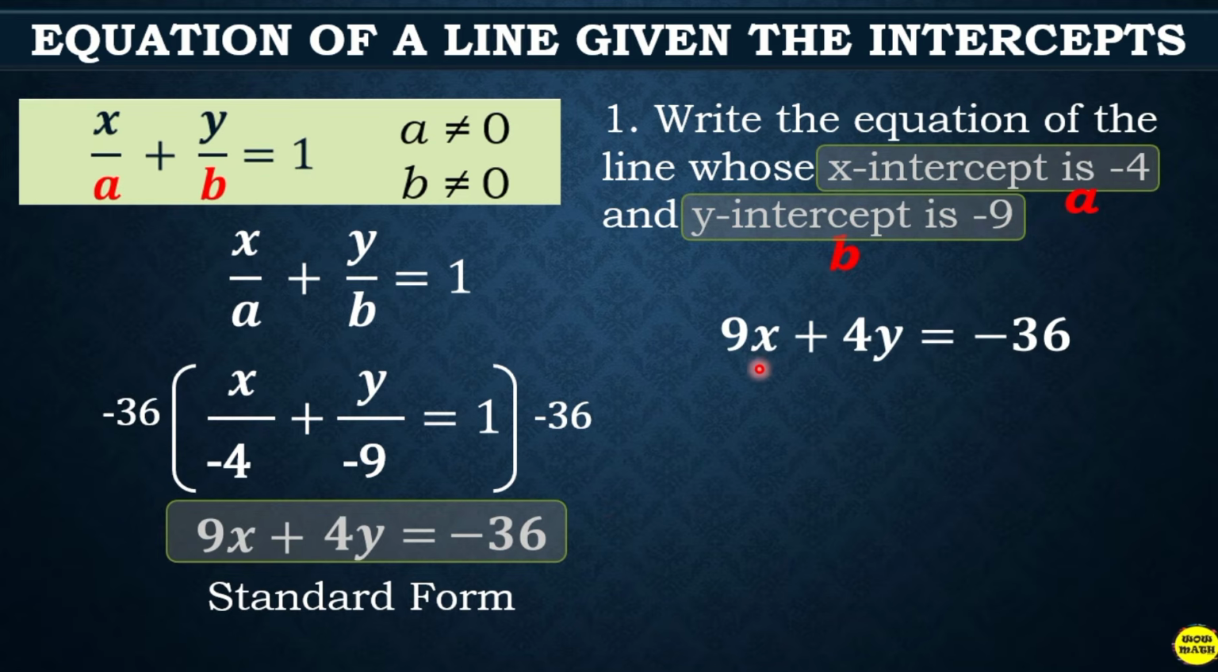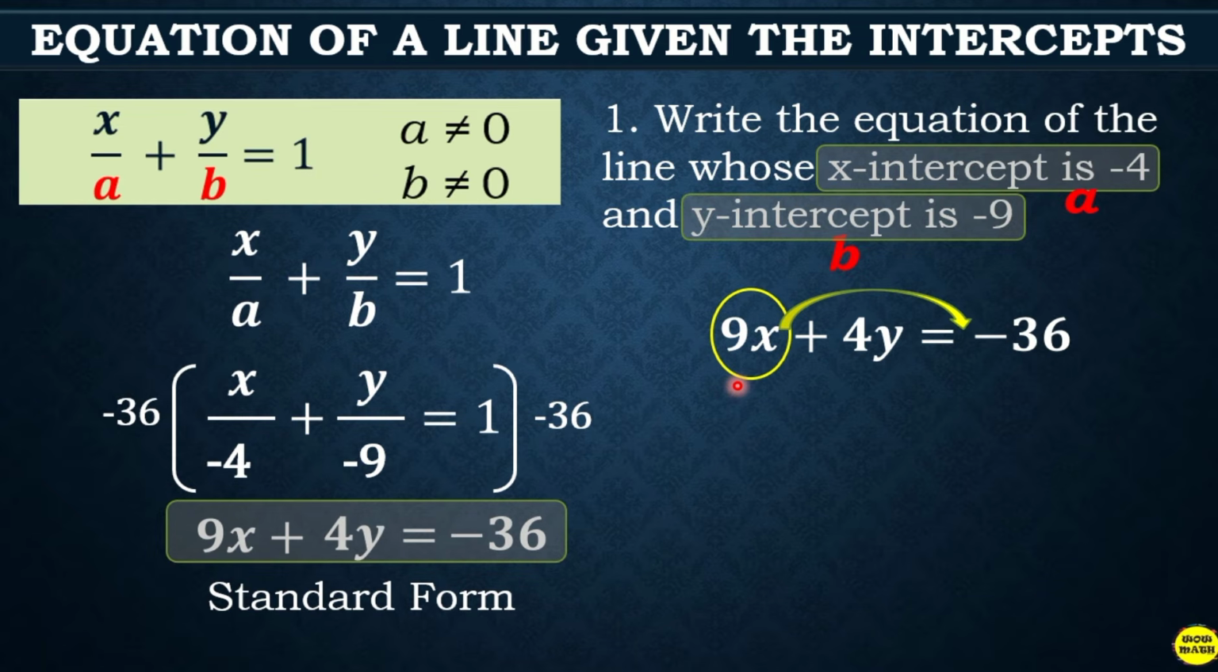So, copy natin si 9x plus 4y equals negative 36. So, anong gagawin natin? Ang slope-intercept form ay y equals mx plus b. So, y equals mx plus b. So, ito yung y, ito yung b. So, itong x dapat nandito sa right side. So, ililipat natin ito si 9x sa right side.